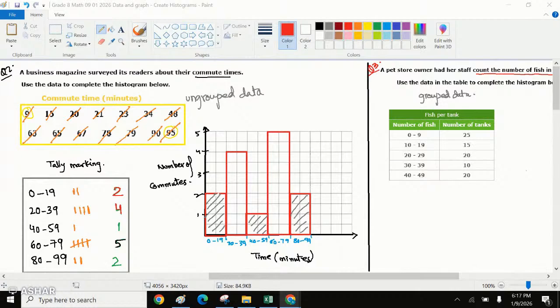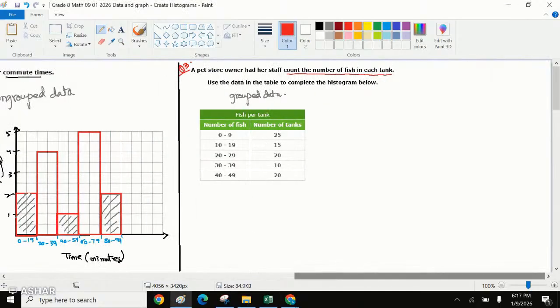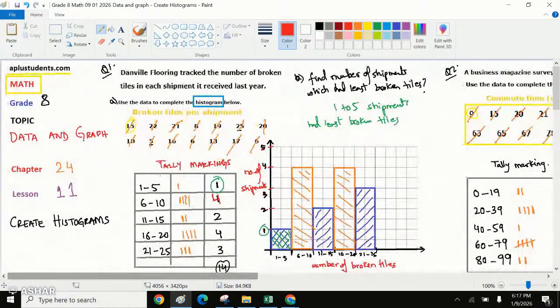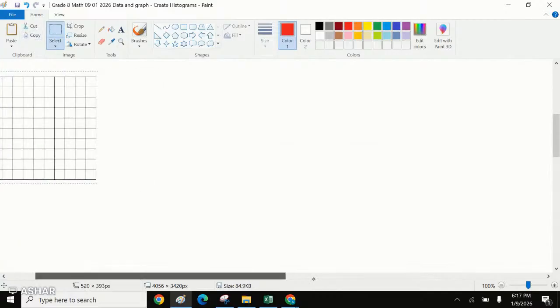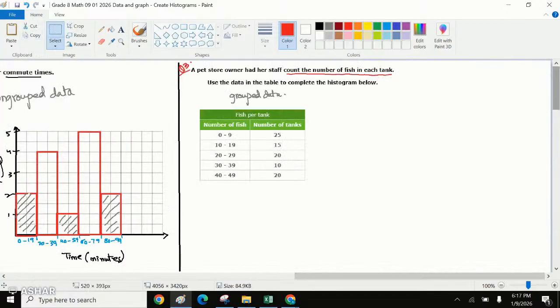Okay, let's look at this question. What can happen over here is number of fishes 0 to 9. They have identified the ranges. There were 25 fishes, 15, 20, 10 and 10, right? Let's pick up the grid and let's try to draw. I'm just using a blank grid so that we can use the grid as per our requirement, right?